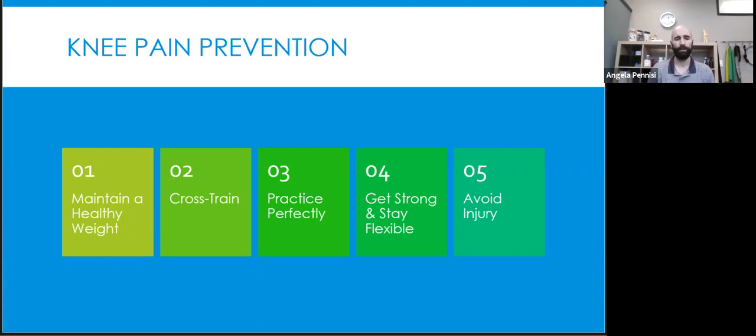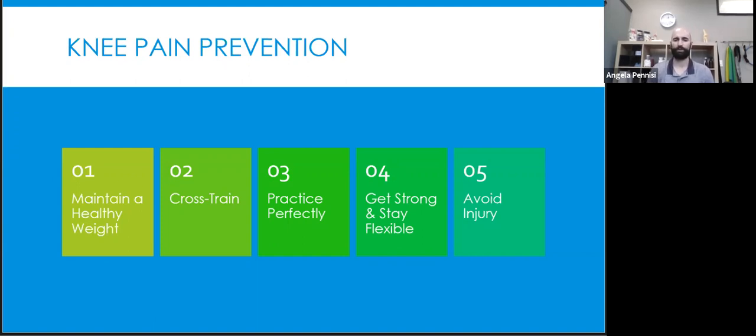Number 3 relates to our risk factor of faulty mechanics. So we want to say it's not necessarily more practice, but we want to practice perfectly. So it's good to know your tendencies in terms of where you might stray from perfect form, and have a plan to work on that. And then continue to practice perfectly once you get that plan.